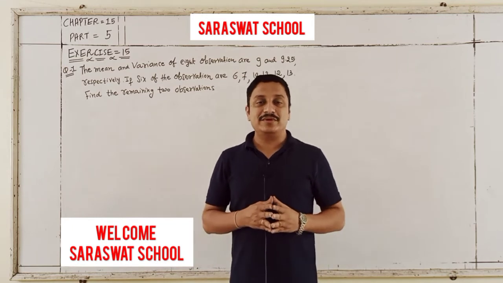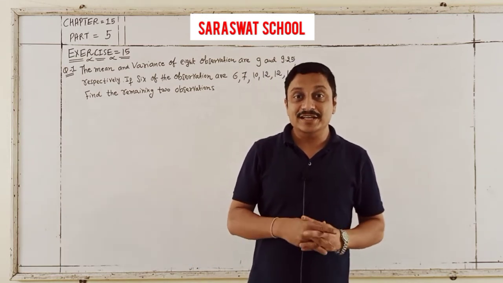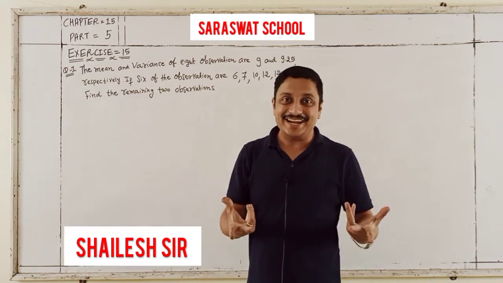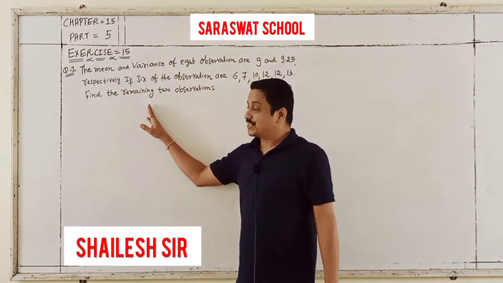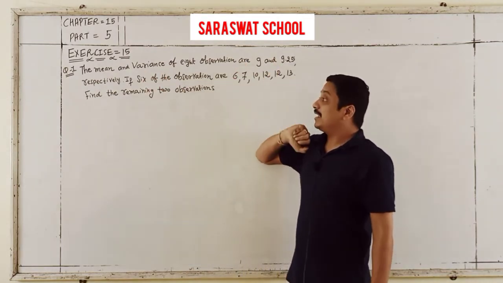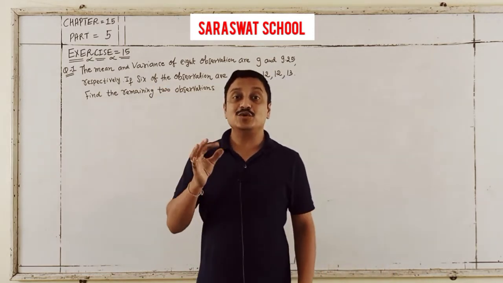Students, in statistics today we are going over the last part of exercise 15, related to word problems on mean, standard deviation and variance. In the first question of exercise 15, the mean and variance are given as 9 and 9.25 respectively. Six observations are given; find the remaining 2 observations.